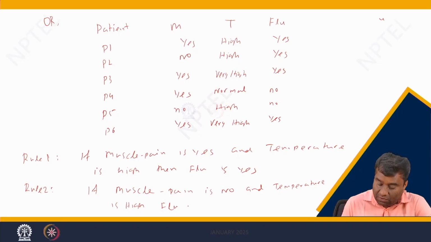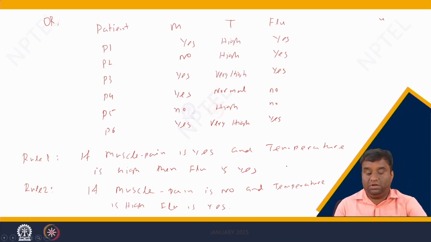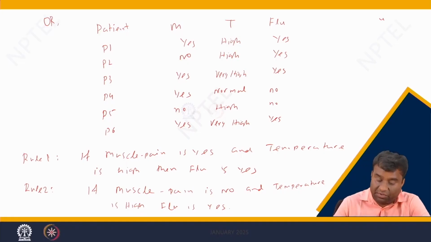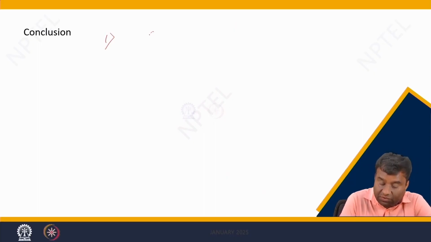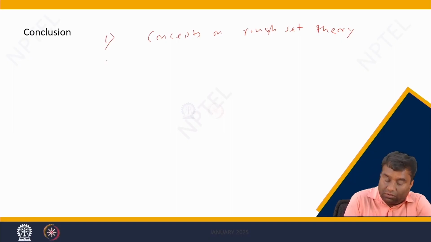We will learn a lot about these topics. So in conclusion, today we have understood some concepts on rough set theory. We also learned the basic concepts of rule generation.